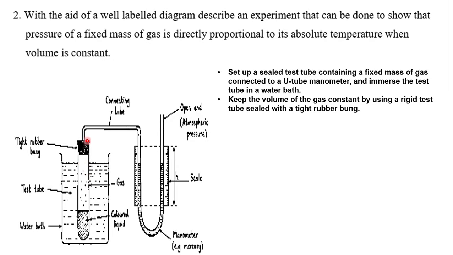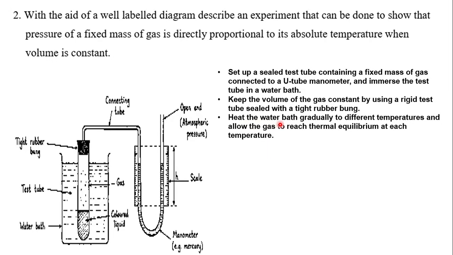The variables that you are investigating here are pressure, which will be measured by the U-shaped manometer, and the temperature. So we must keep the mass of the gas constant. We should also keep the volume constant. So heat the water bath gradually, slowly, to different temperatures and allow the gas to reach thermal equilibrium at each temperature.